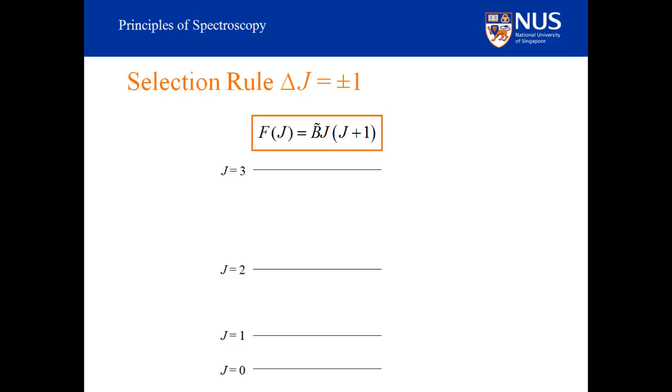Because of the selection rule of delta J equals plus or minus 1, I can excite the molecule from J equals 0 to J equals 1. Similarly, I can excite the molecule from J equals 1 to J equals 2, again because in this transition delta J is plus 1. I can do it from J equals 2 to J equals 3. But I can't do it from J equals 0 to J equals 2, and I can't do it from J equals 0 to J equals 3. So only certain transitions are going to be allowed.